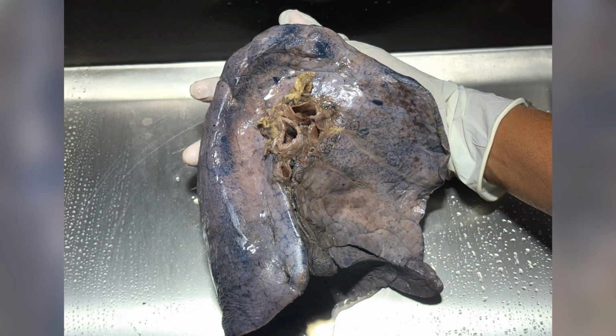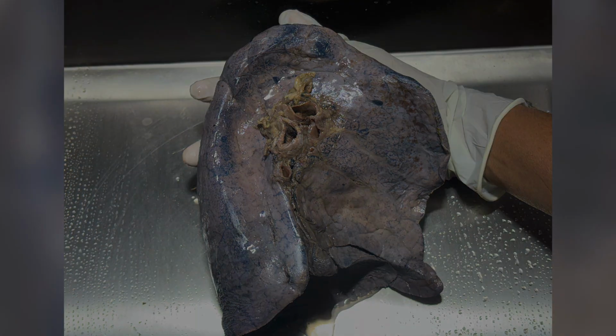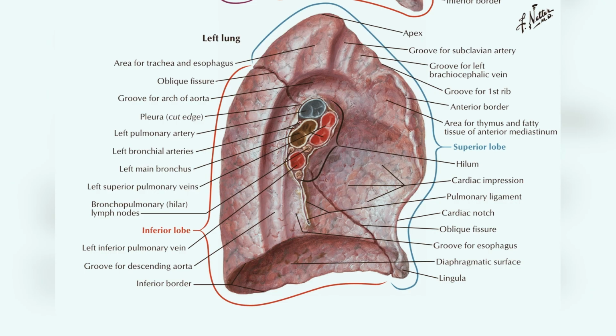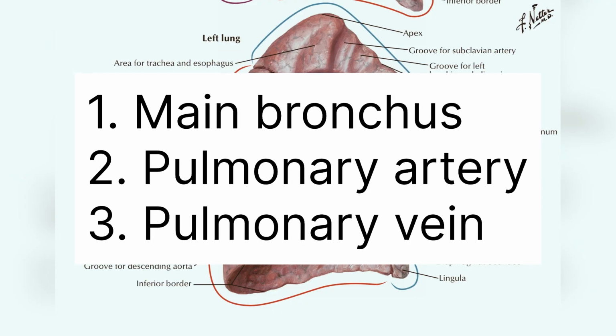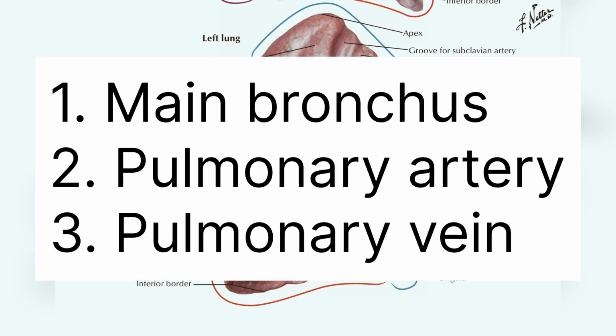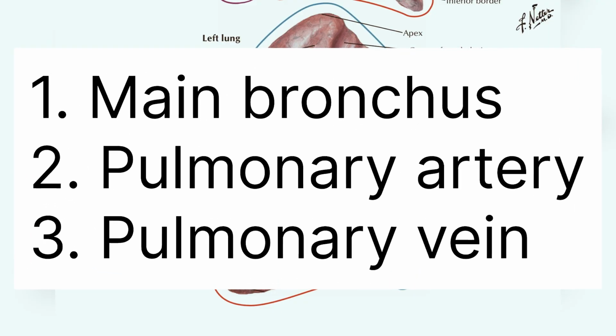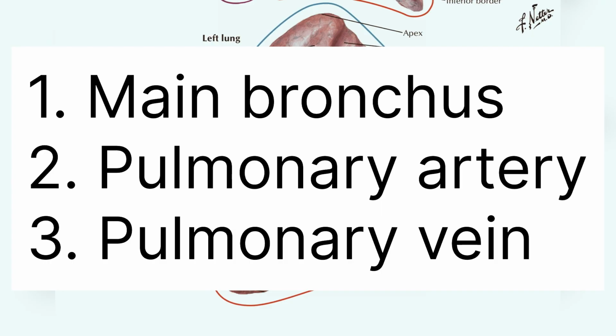Now let us look at the hilum of the left lung, which is in its mediastinal surface. For better understanding, let's go through the diagram first. In the hilum of both lungs, we can see 3 main structures. They are the main bronchus, the pulmonary artery and the pulmonary vein, which is divided into superior and inferior pulmonary veins.